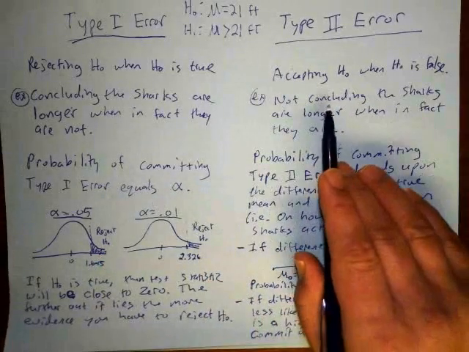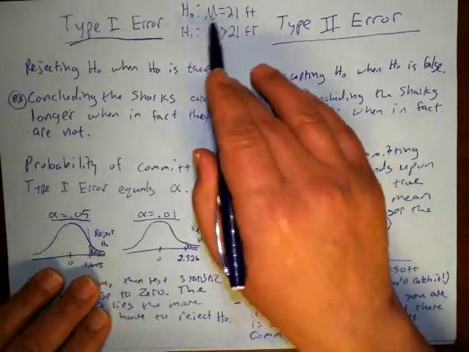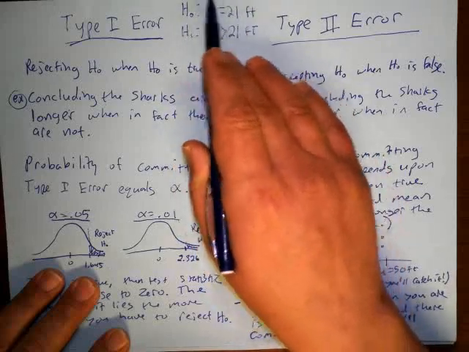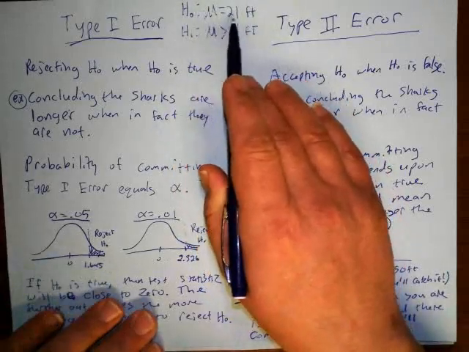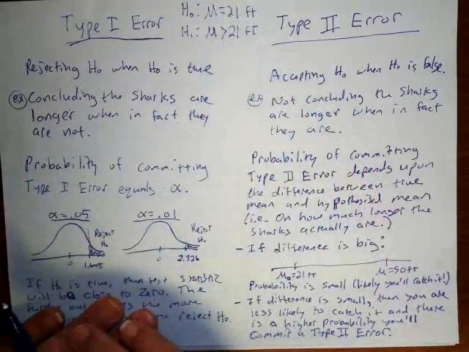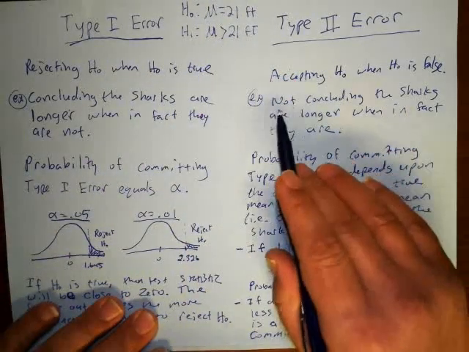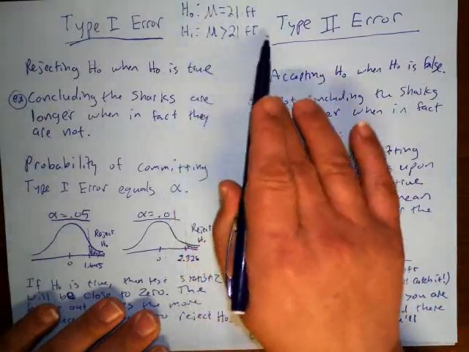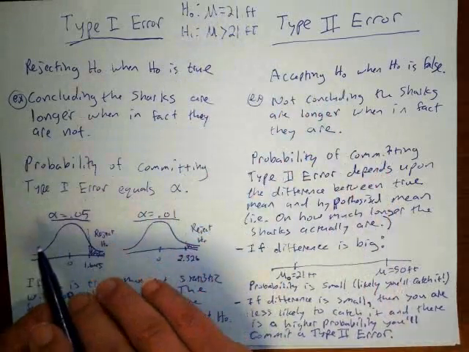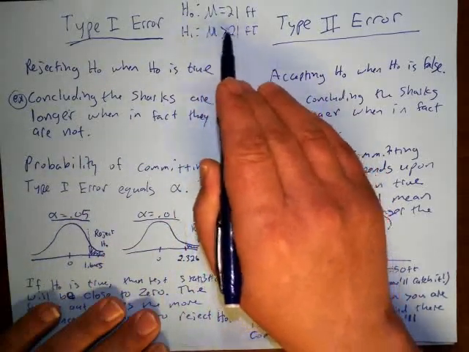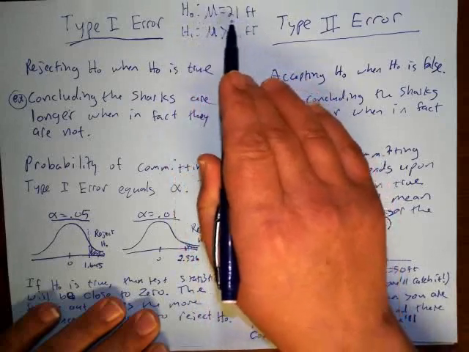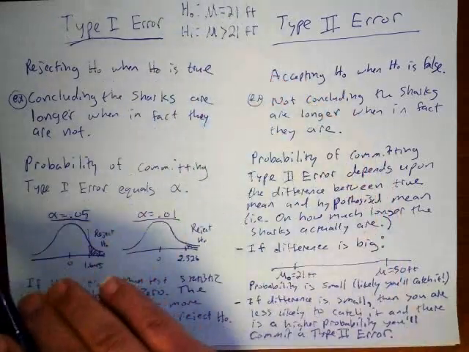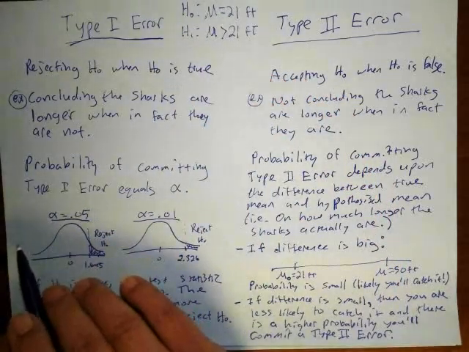Okay? So the type 2 error here is accepting H0. In other words, I don't reject this and conclude the alternative. I accept the null hypothesis, but really the null hypothesis is false and I should have concluded the alternative. So the way you would state the type 2 error would be not concluding that the sharks are longer when in fact they really are longer. In other words, you don't reject H0 and conclude the alternative, but really the alternative was true. You should have rejected H0. That would be the type 2 error.